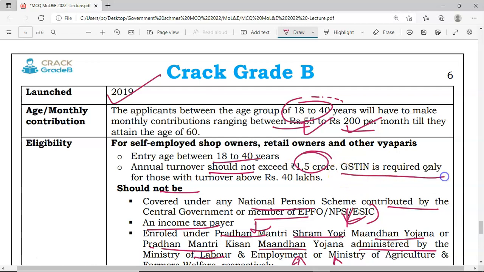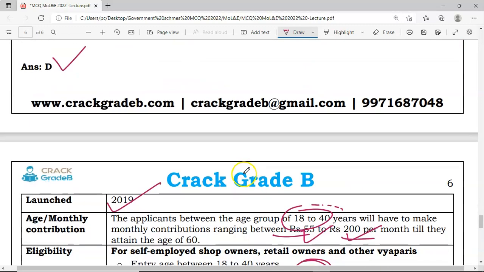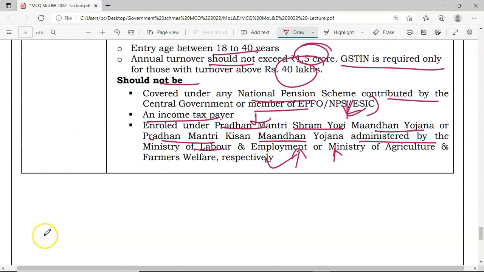GST is required if the turnover is above 40 lakh. So friends, these were the 5 questions which I have discussed with you today.